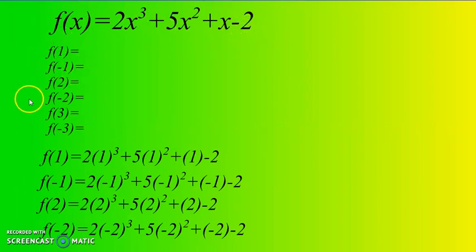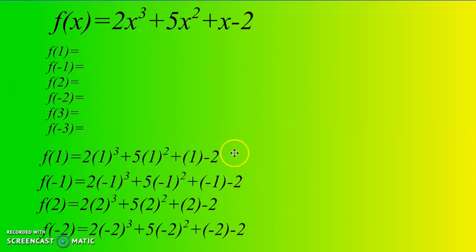At this point, the learner will start to calculate these values, f of 1, f of minus 1, f of 2, f of minus 2, f of 3, f of minus 3, to see which of these values will give them a 0 result. Because if there's a 0, then it means that number is a factor of that expression.